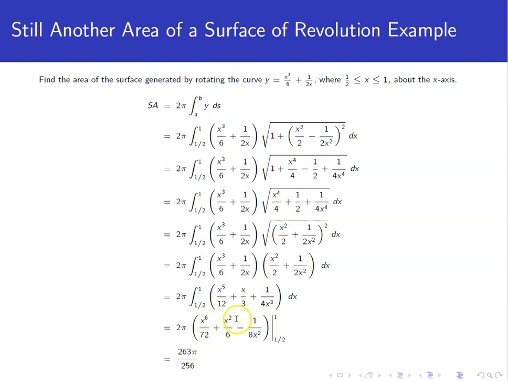1/72 x to the 6th, 1/6 x squared, 1 over 8x squared. Those are your antiderivative piece by piece there. Plug in your endpoints and simplify the arithmetic, and you should end up with 263 pi over 256.